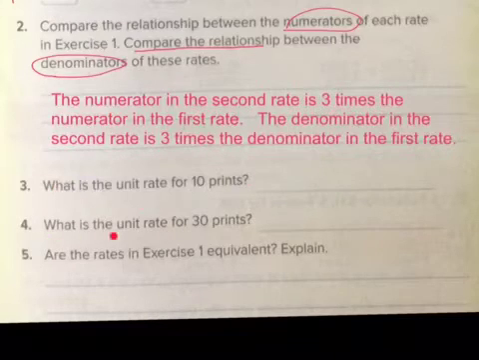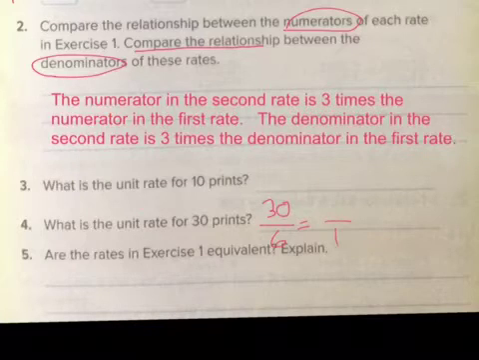Question 4, what is the unit rate for 30 prints? Okay, well, 30 prints, we have the same thing, right? 30 prints, we have 30 over 6. If we divide them both by 6 to get down to 1 unit rate, divide the top by 6, and you get 5.